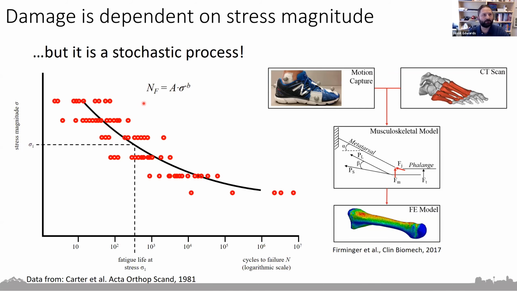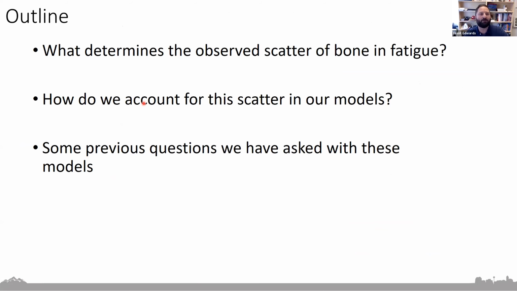So today what I'm going to talk about is some of the work that we've been doing in my lab for the last 3 or so years, trying to determine why we observe this scatter in bone fatigue behavior. I'm going to talk about how we account for the scatter in our models of mechanical fatigue, and then I'll discuss some previous questions we have asked with these models regarding stress fracture development.